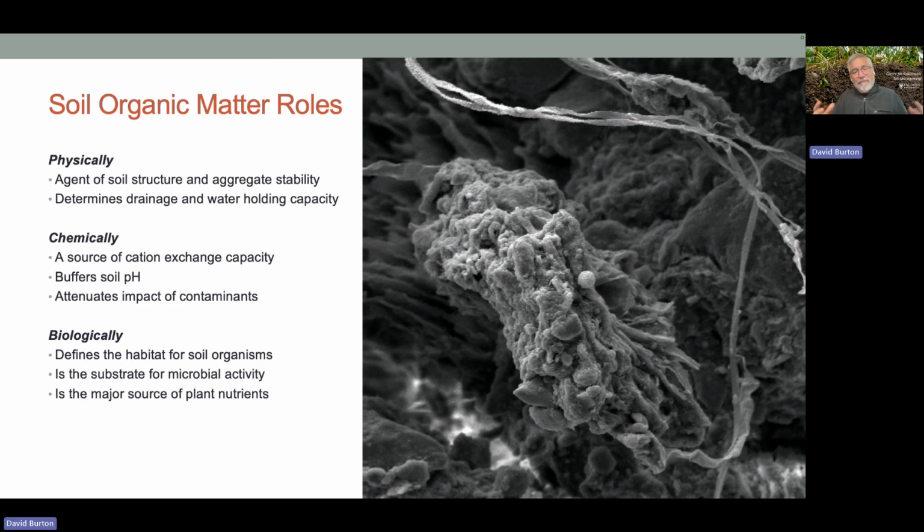Biologically, organic matter defines the habitat of the organisms, both in terms of the pore sizes, which they have to navigate through, but also in terms of the substrate on which they're living. It's their food. And as a result of that process of eating that food, they mineralize nutrients to plants. And so nitrogen mineralization is nothing more than the decomposition of organic matter, which provides nutrients to the plants.